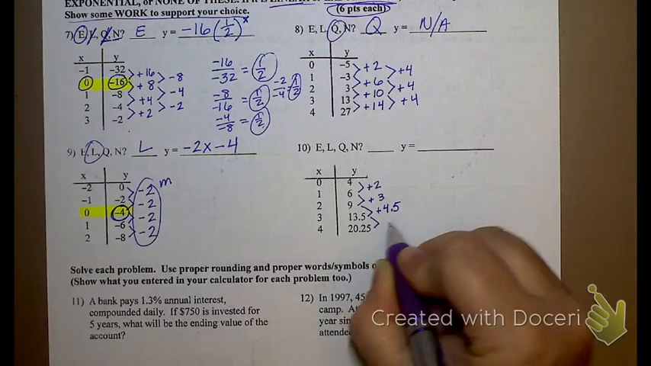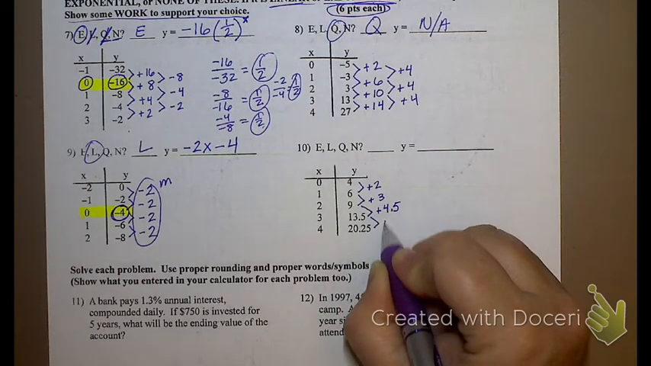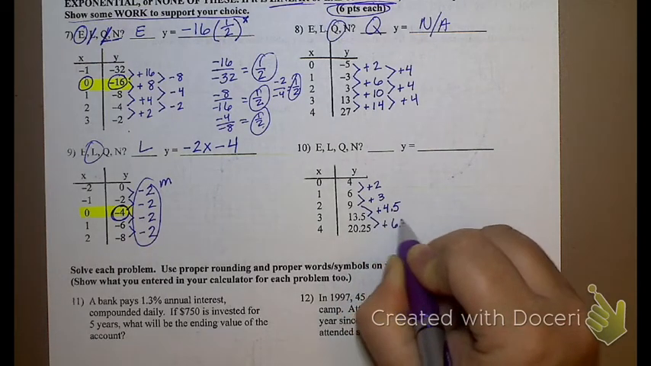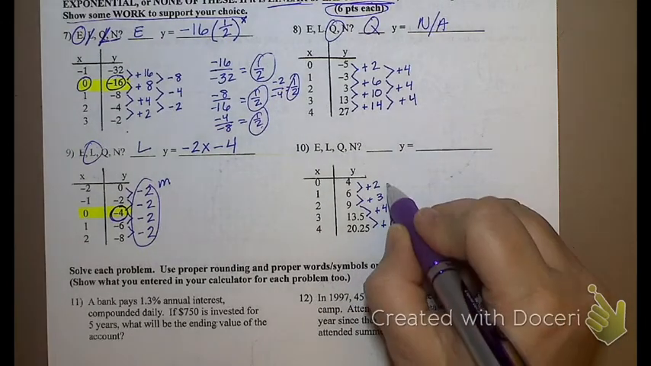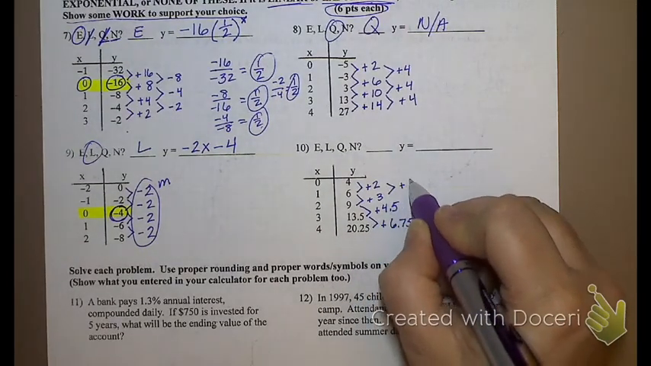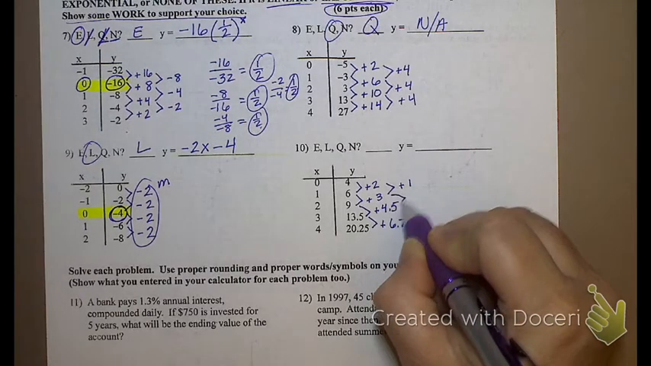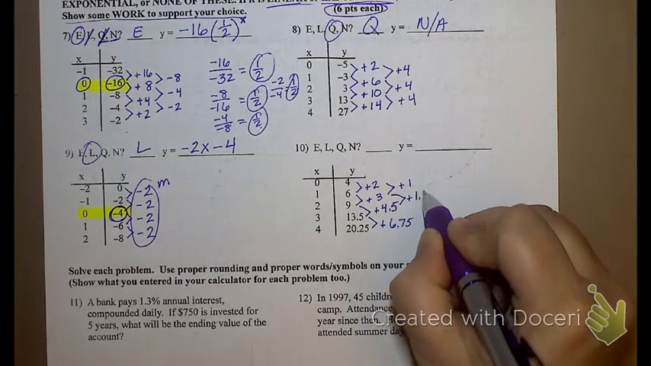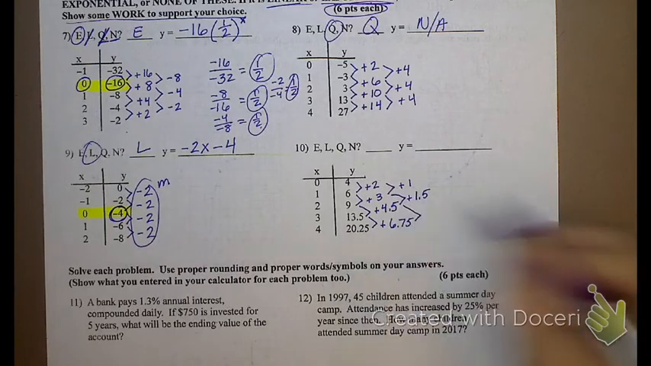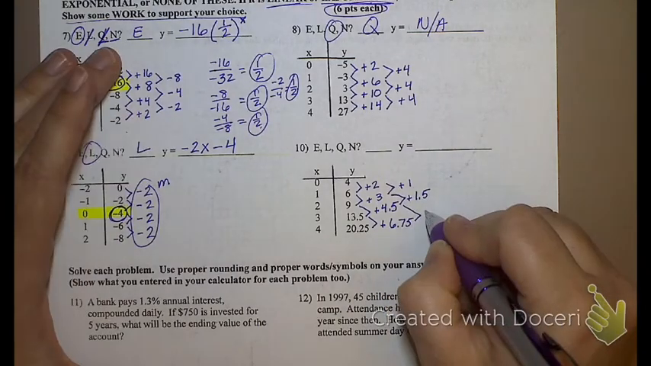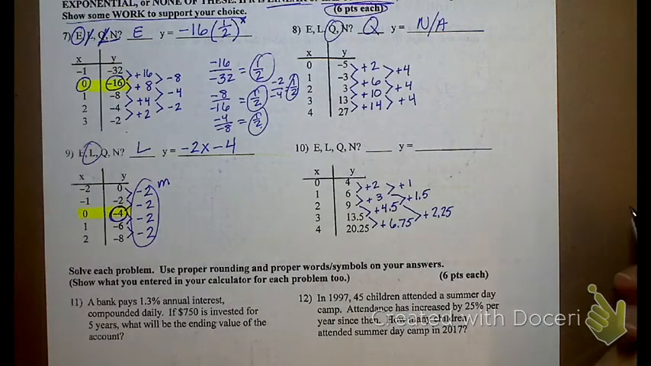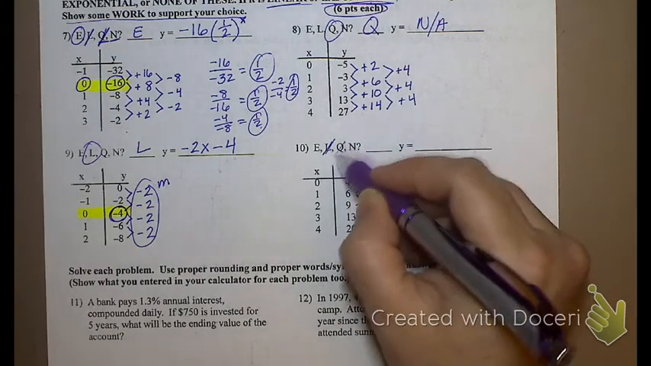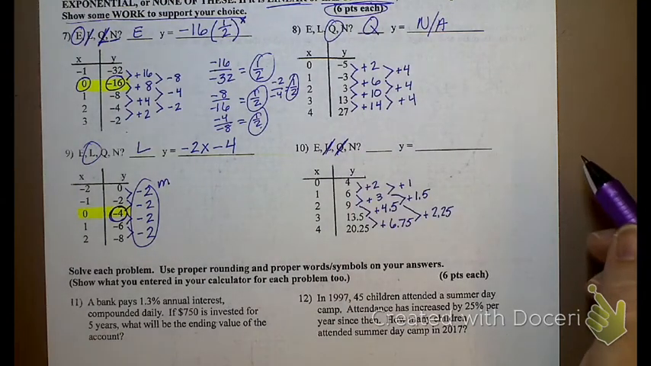4.5. From 13.5 to 20.25? 6.75. Not linear, right? How do you get from 2 to 3? From 3 to 4.5? And from 4.5 to 6.75, not quadratic. So not linear, not quadratic. So what do I need to do?